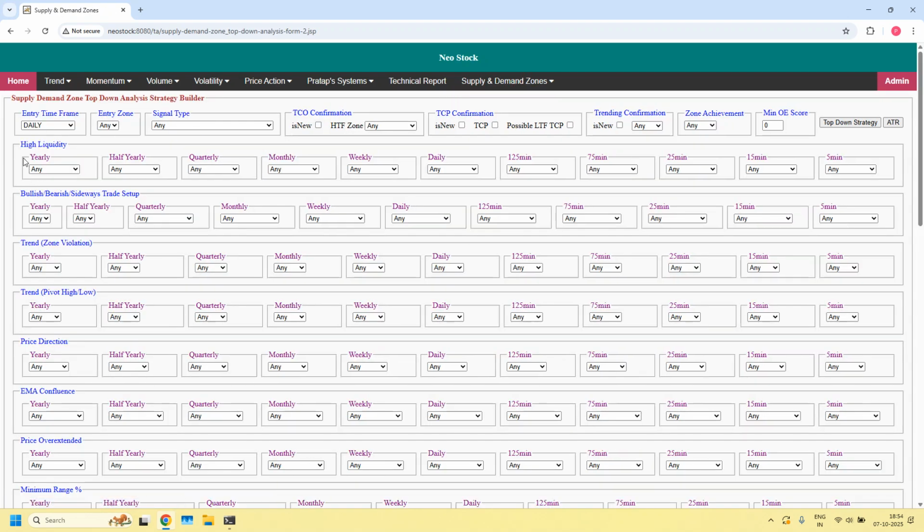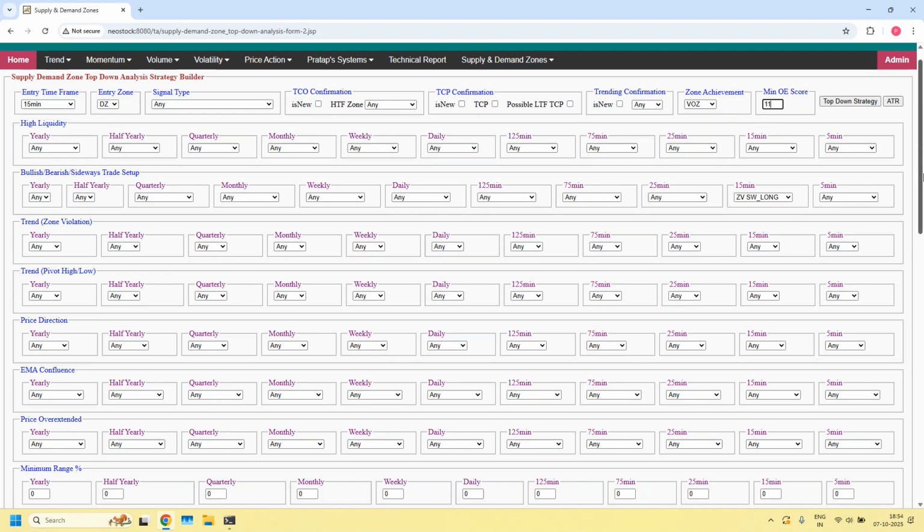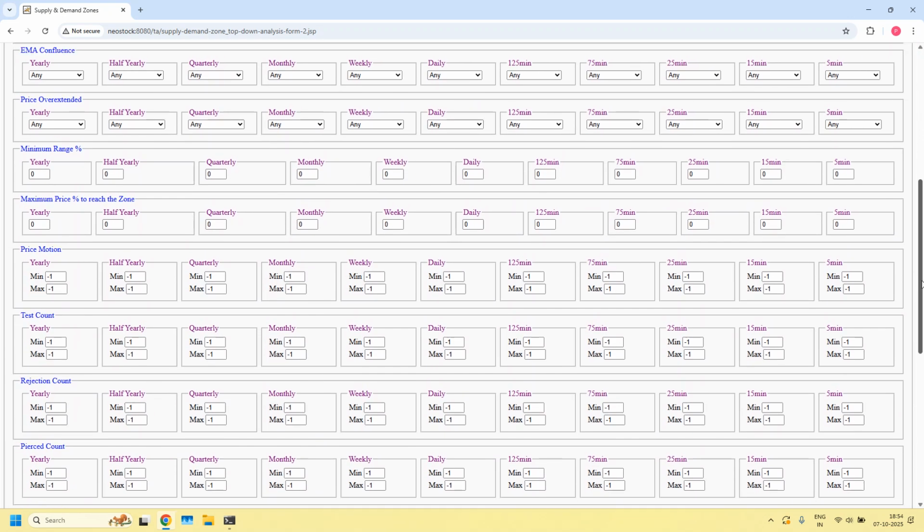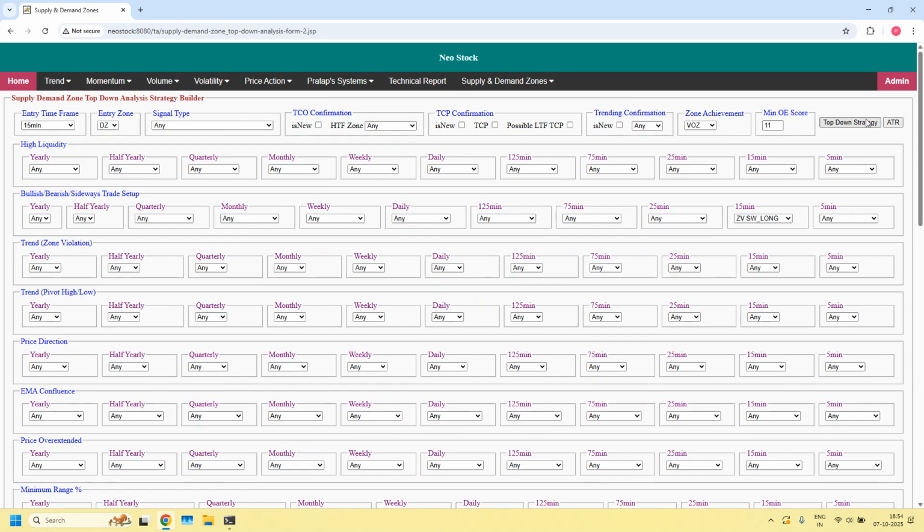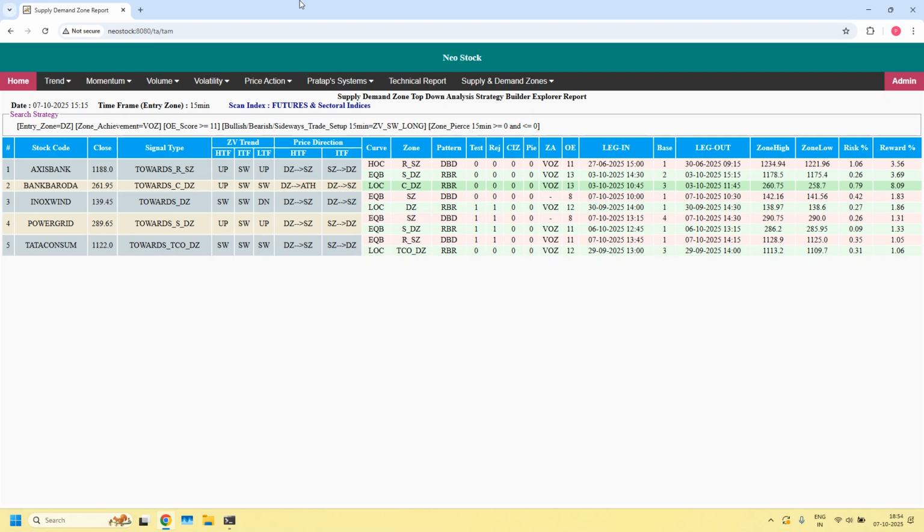Next, daily income trades. Entry time frame 15 minutes, entry zone demand zone, and I am generating sideways long trade setup, and zone achievement VOZ, minimum odd enhancer score 11, and the 15 minutes demand zone should not be pierced. So in the pierced count parameter at 15 minutes time frame, I am setting minimum value 0, maximum value 0. With these filters, we got 5 stocks.